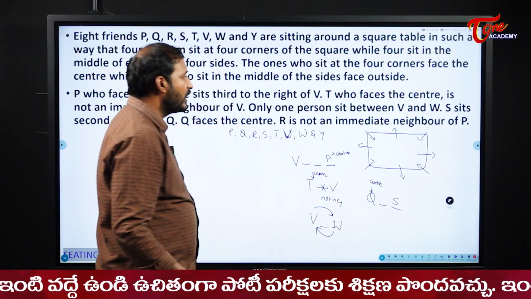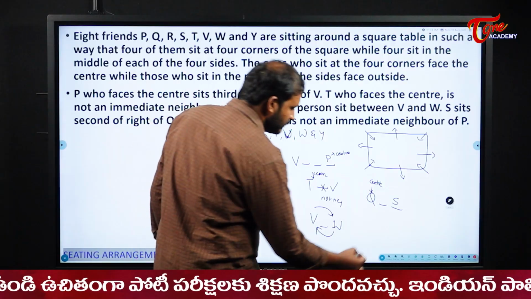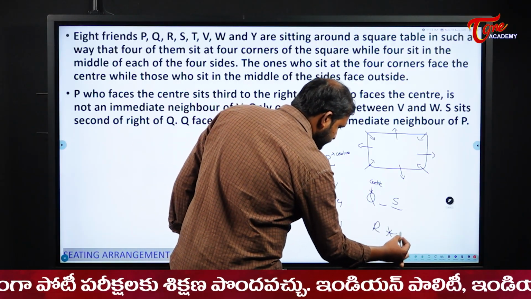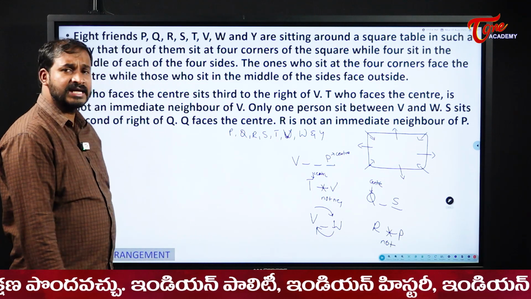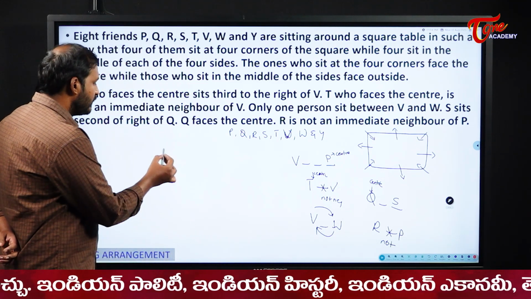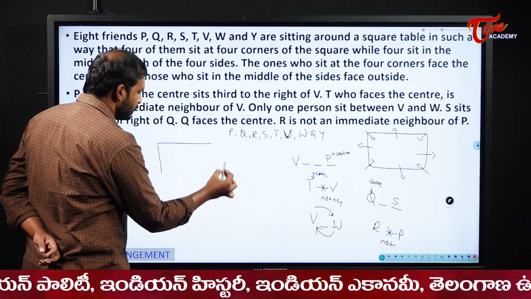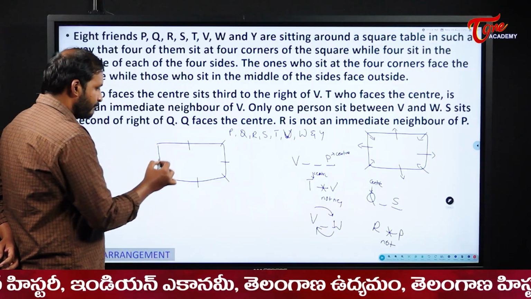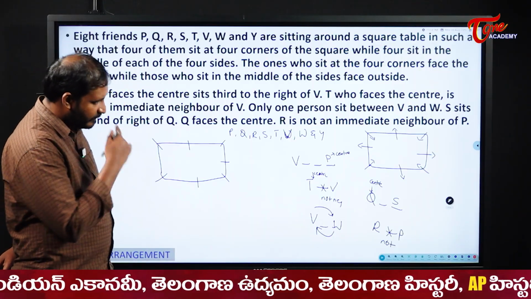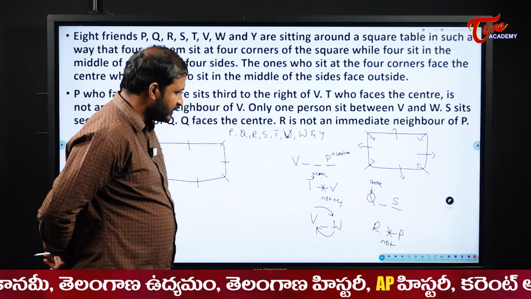R is not an immediate neighbor of P. R and P are not neighbors. This is the condition for us. Now see here, we will try to put the things together. Overall we have 8 positions. So which person will we start from, students?